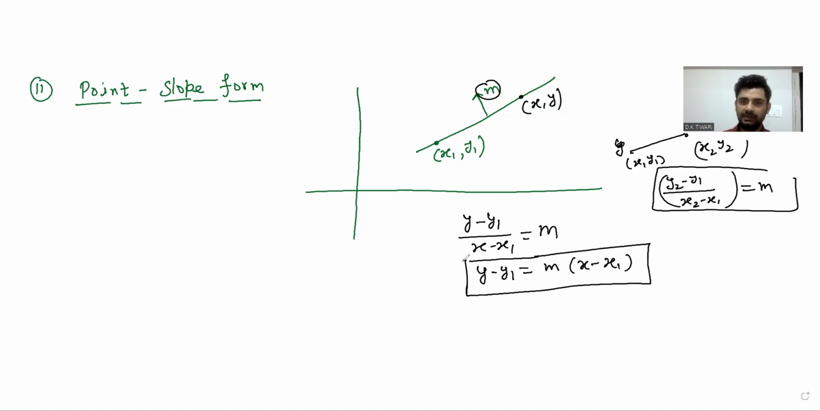When a point is given and slope is given, this is one of the important forms of a line. Whenever you are going to write the equation of a line, you need only two things: you need a point and you need a slope. If you have a point and a slope, you can easily write the equation.